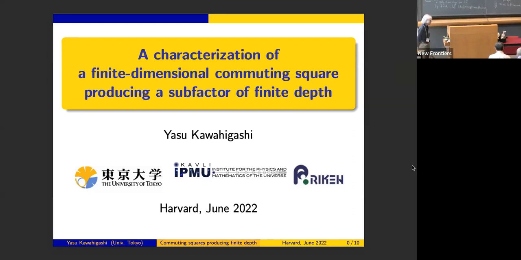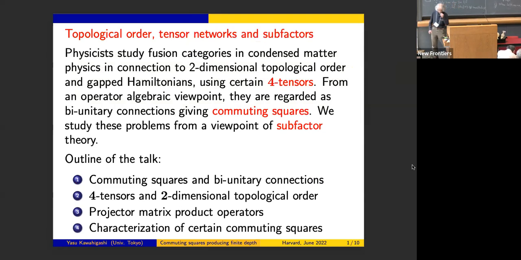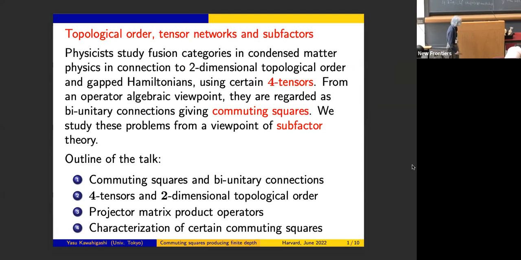So today I'd like to talk about certain commuting squares, which are important in subfactor theory of Jones. This is related to topological order in dimension 2, tensor networks, and subfactor theory. As many of you know, physicists study fusion categories in condensed matter physics, as we already saw in some talks here. We are interested in two-dimensional topological order, gapped Hamiltonians, and related to certain four tensors.